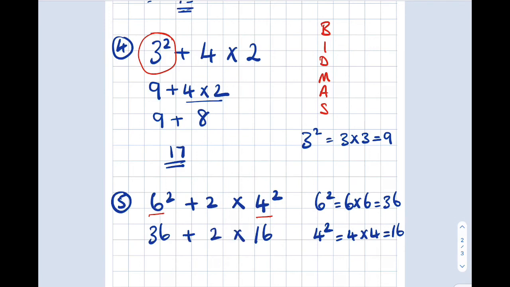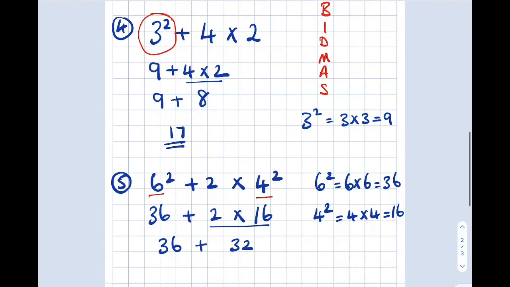Then you look at your calculation and say, well, we've got addition, we've got multiplication again. Multiplication is going to go before the addition. So let's do 2 times 16 first, which is 32. Go back to the beginning, you've got 36, which is already there in the calculation. 36 plus the 32, and the answer would be 68.